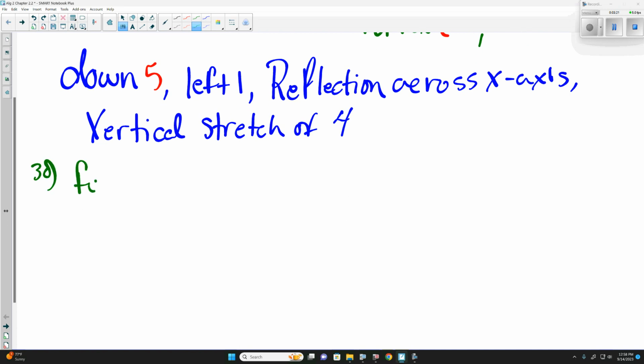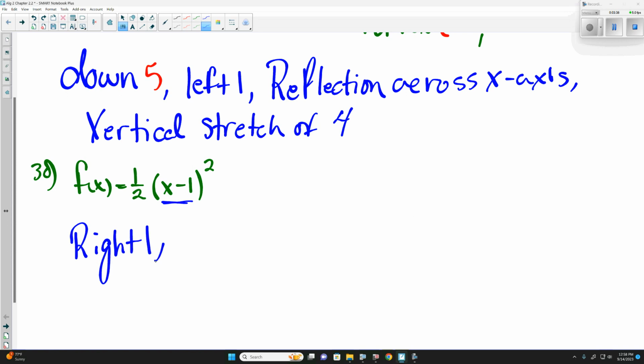Now 30, f of x is equal to 1/2 parentheses x minus 1 squared. Now this one, unlike the last one, only has two transformations. The x minus 1 inside the parentheses is going to be right 1. We don't have an up and down. We don't have a horizontal stretch or shrink. We don't have a reflection of the y-axis or x-axis. But the other half is the 1/2, which would be a vertical shrink of 1/2.